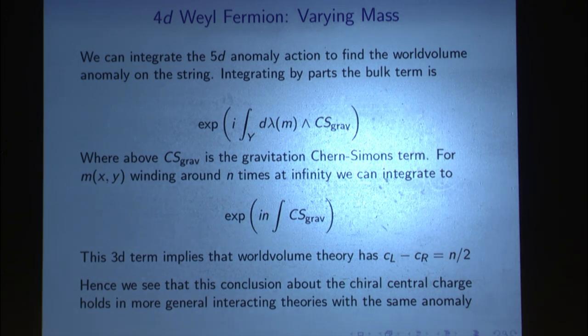This is a 5-manifold with boundary. No, the whole point is that the string is now the boundary of this 3D term. So this is now integrated on a 3-manifold with boundary, and the boundary is the string world volume. So I've used this bulk anomaly of the big theory to get the world volume anomaly of the string that I made by space-time dependent masses.